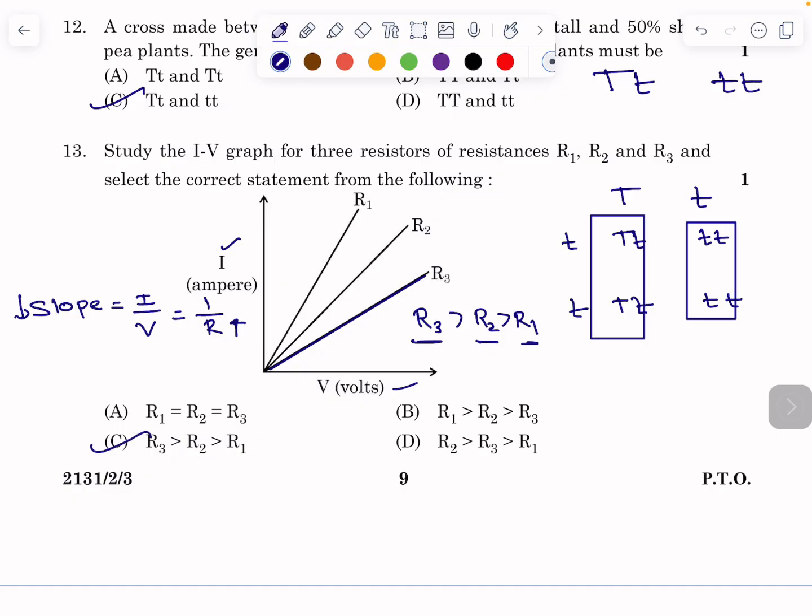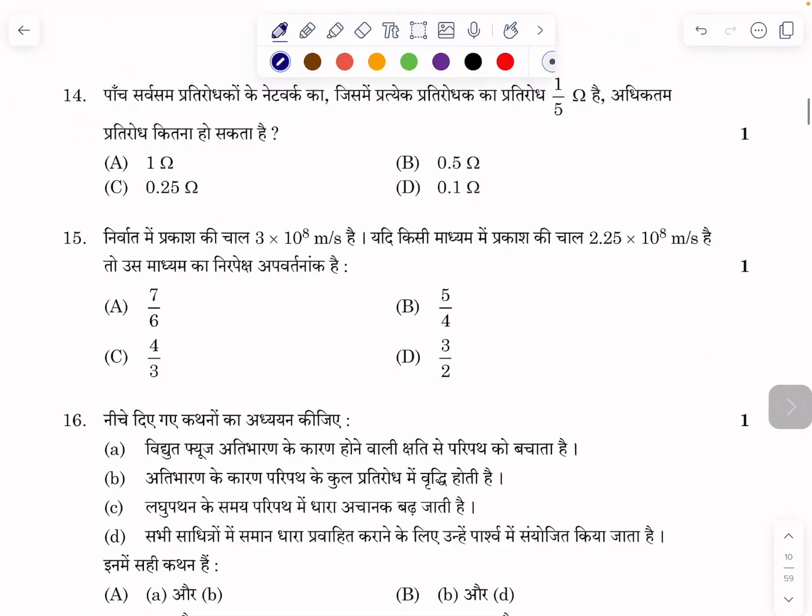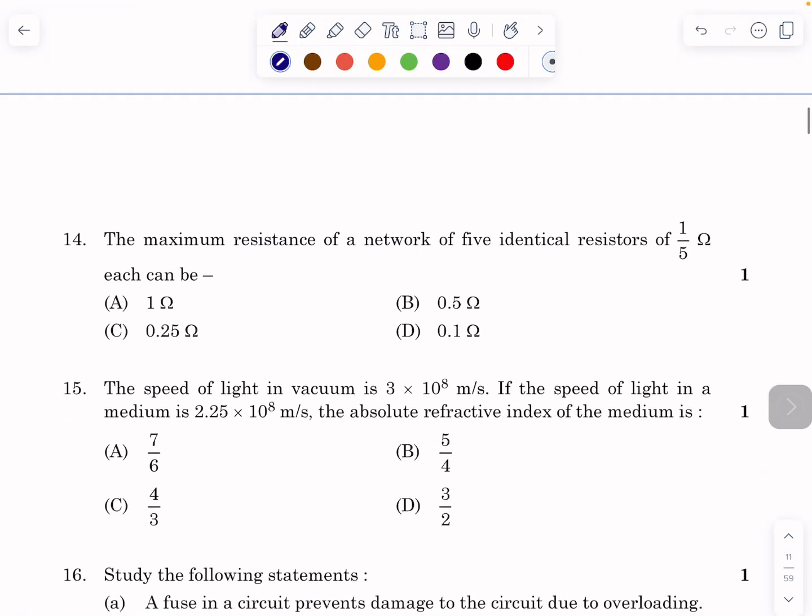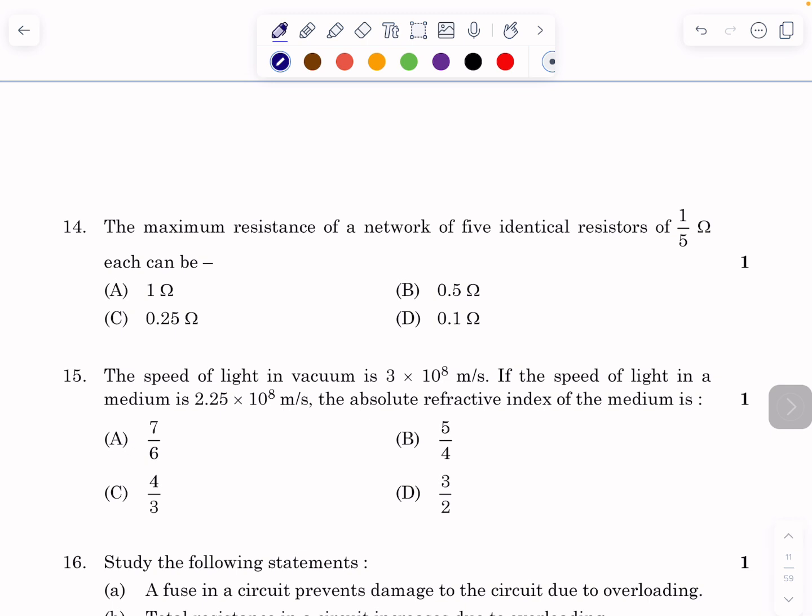Here I is taken on the y axis and V on the x axis. So I by V gives a value of 1 by R, which means here the slope is less. If the slope decreases, the resistance value increases. So R3 has less slope than R2 and R1, so R3 is more than R2, which is more than R1.